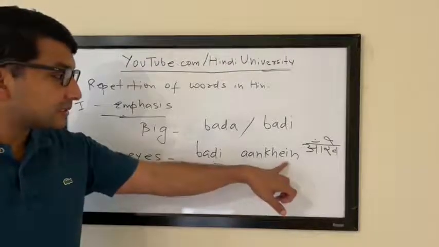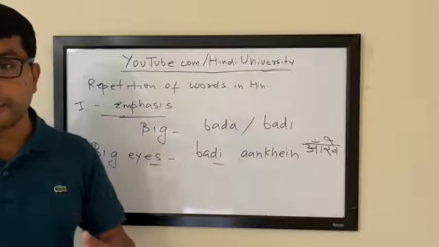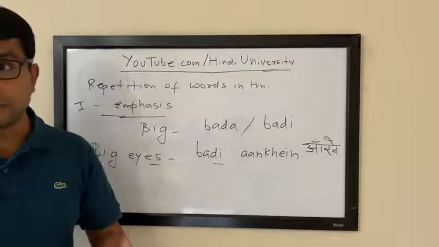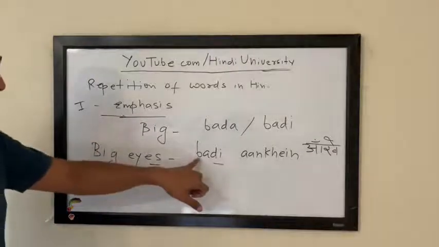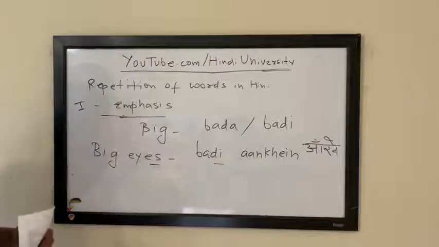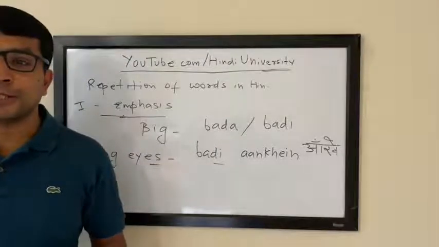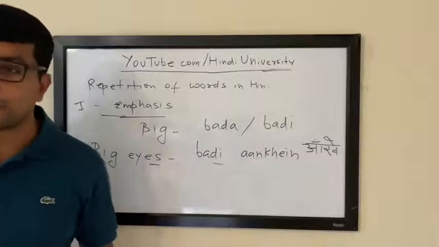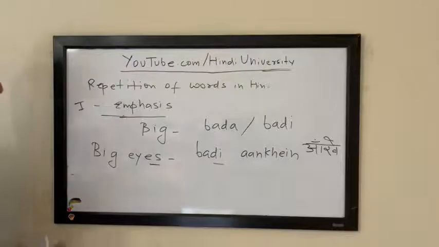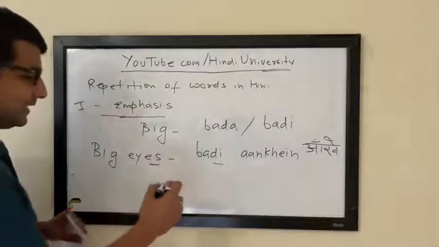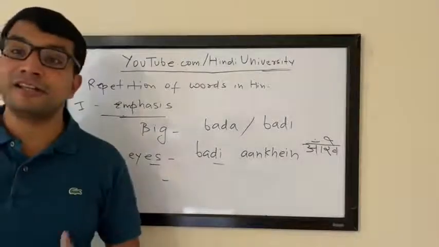Badi is feminine singular. Badi aankhein. Okay, badi with a nasalized sound is badi aankhein. For feminine too. So it's basically badi aankhein, big eyes. Now let's say you want to emphasize the largeness of the eyes. How can you say that, Anya ji? Yes, you want to emphasize that they are really large.